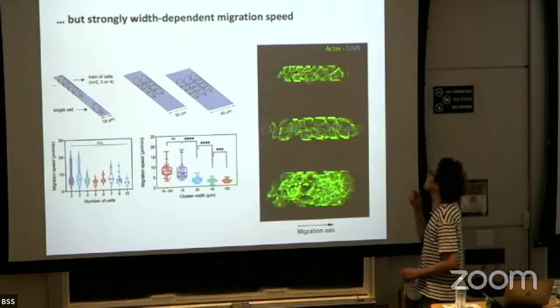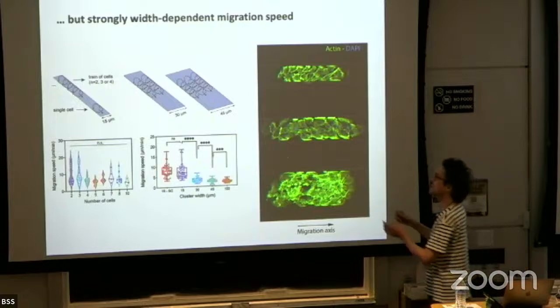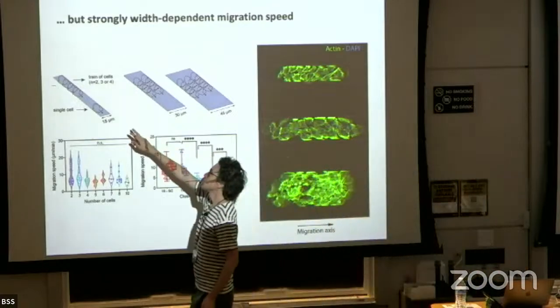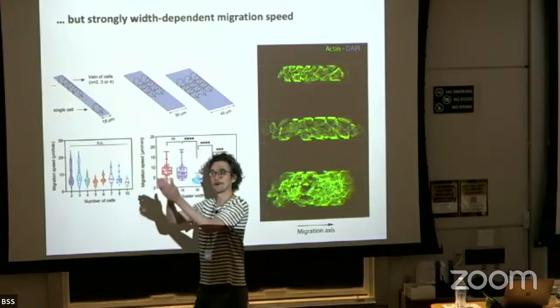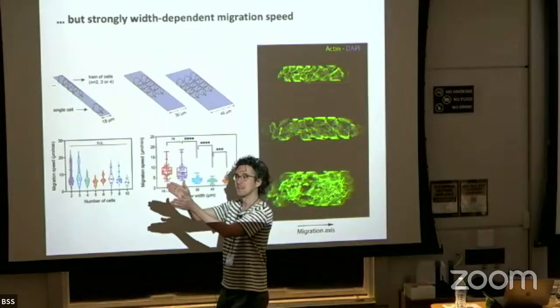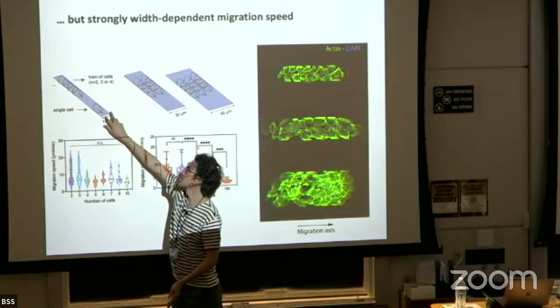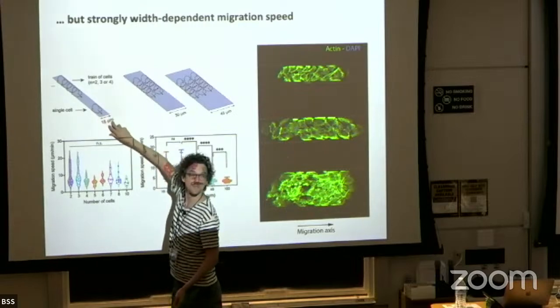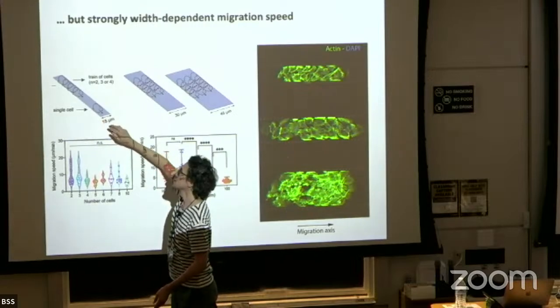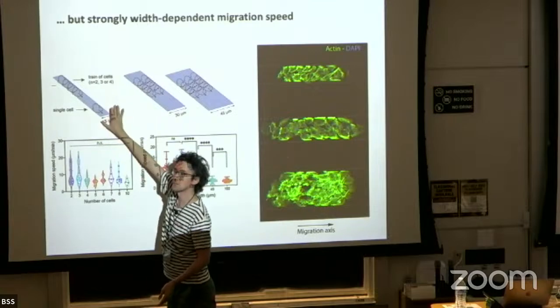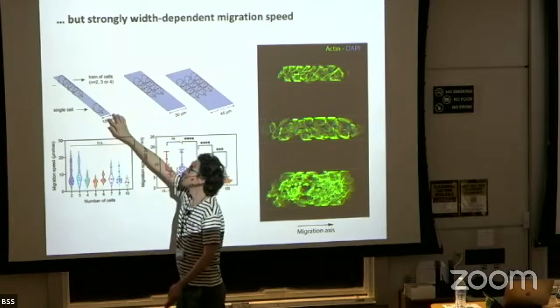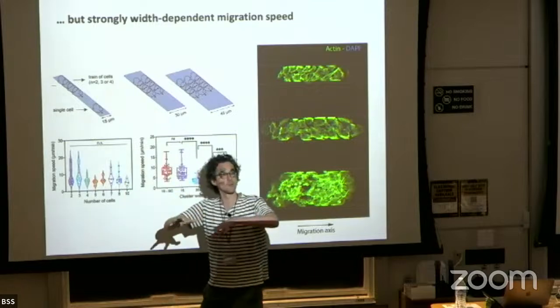But there was something a little bit more interesting. Sorry, I should have said they make these trains by using micropatterns. So basically, they print micro stripes where the cells can only adhere. And so there are no boundaries here, no walls or anything. They migrate on these channels because that's the only place where they can adhere.